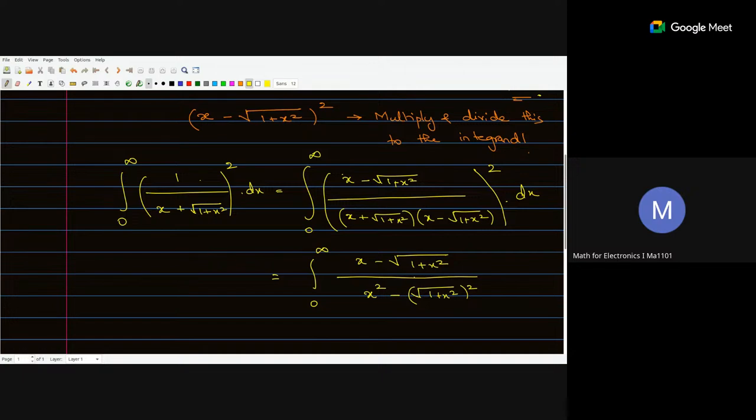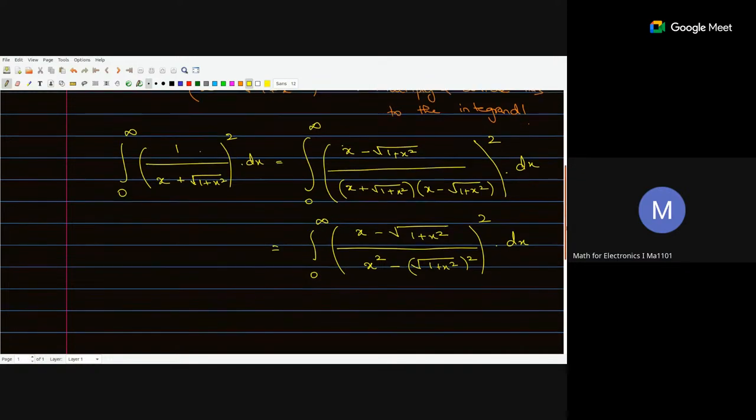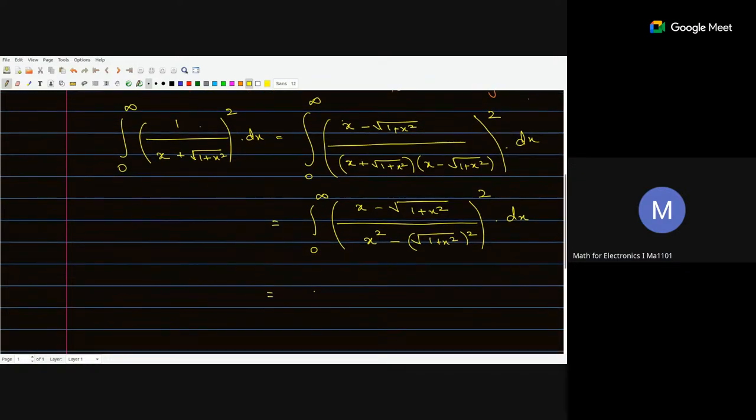Is this minus okay? Minus 1. And there is a whole square outside, right? So plus 1. So the denominator becomes plus 1. Did everybody get this? Yes.